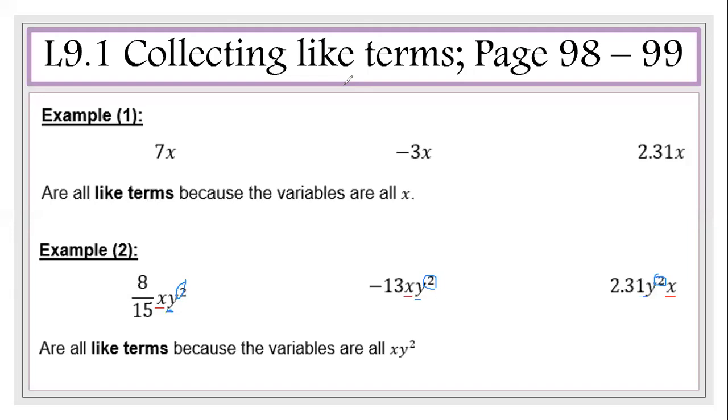By checking the variables. They have the same variable with the same exponent, and not only one variable, all of the variables. Are all of them the same variable with the same exponent in all of the terms? If the answer is yes, then they are like terms. If the answer is no, then they are not. Okay? Let's have this example to show you what I mean by unlike terms.